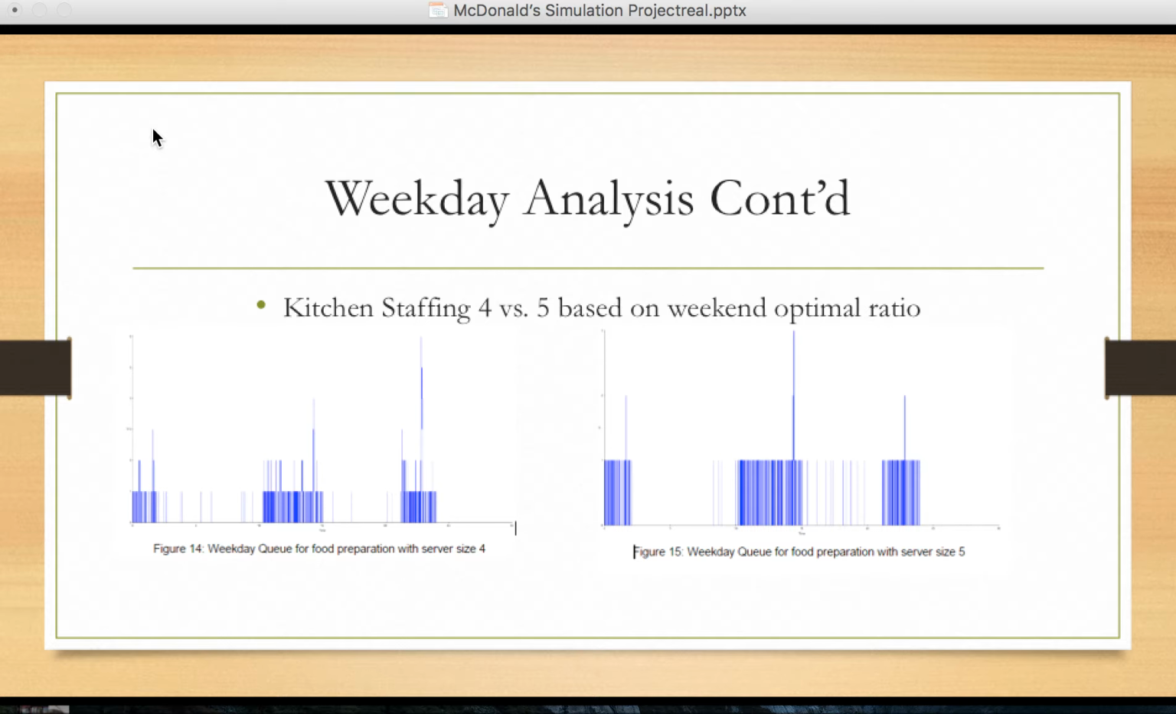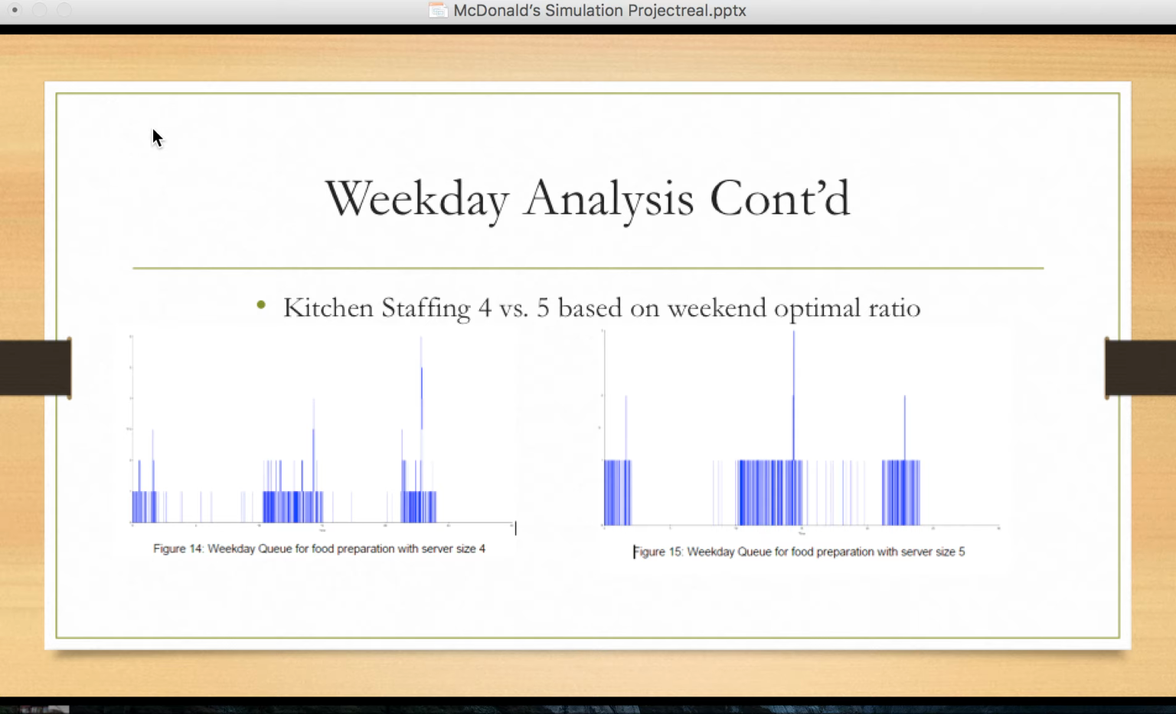Now, we have to determine the optimal kitchen staff size. Based on the ratio we had for the weekend, we found that having 2 kitchen staff to every 1 cashier is optimal. So, since we determined that 2 was the optimal cashier size, we ran a model for having 4 kitchen staff. And you can see this on the left side. There was one instance where we had 6 people in the queue when we had the staffing of 4.